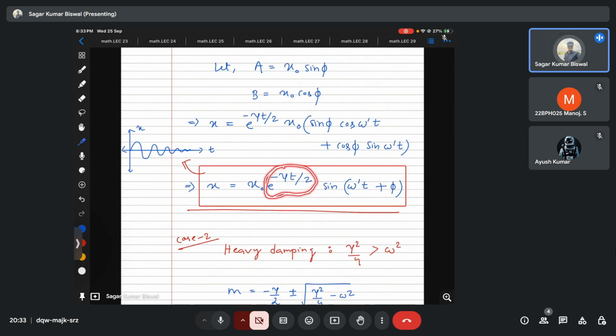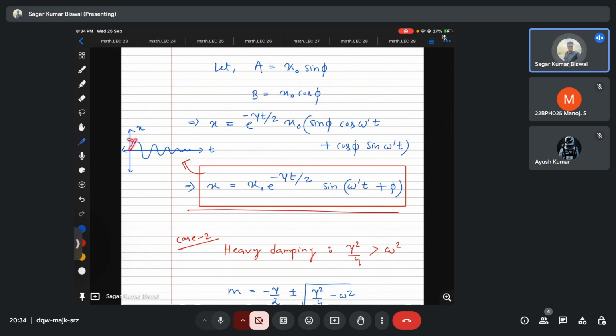This is the extra term that is appearing in the solution for the damped harmonic oscillator, right? In simple harmonic motion, this term was not there. This extra term is appearing, and what is this extra term doing? The role of this term is to reduce the amplitude with time, right? So this is the solution.